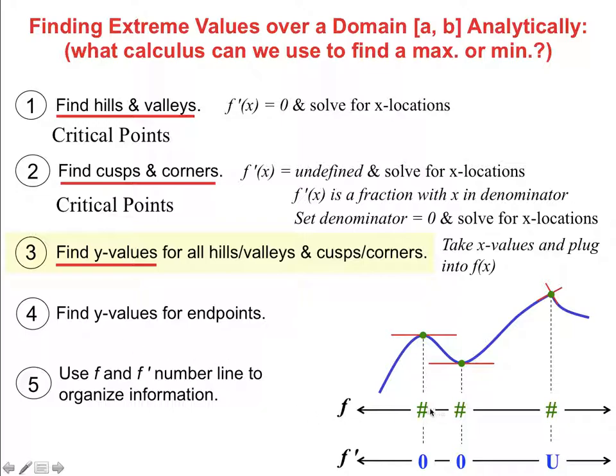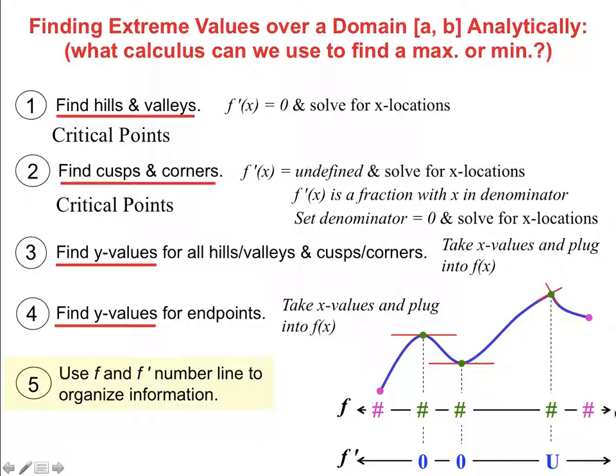Okay, so this will give us numbers that we can compare to see which one's the biggest. And then we have to look at the endpoints. So we have to find the y values at the endpoints. So if we look at this function, we've got an endpoint here and we've got an endpoint here. We're going to find those numbers by getting their y values.